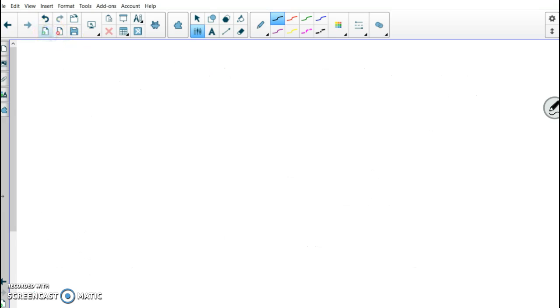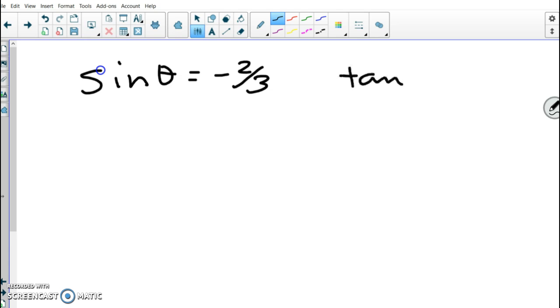Let's take a look at example 2. It says, given that the sine of theta is negative 2/3, and you can use your unit circle, the orange sheet that I just gave you on Wednesday, and that tangent of theta is greater than 0, find the cosine of theta and the cotangent of theta.